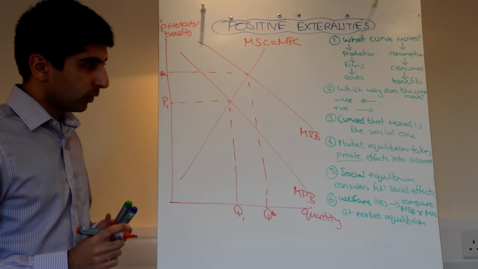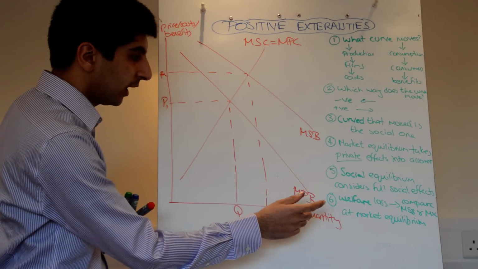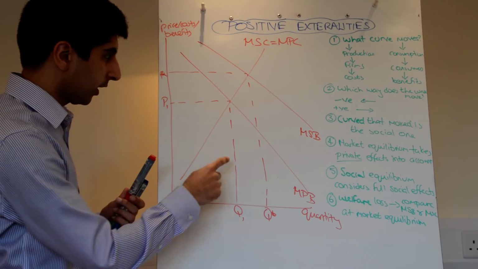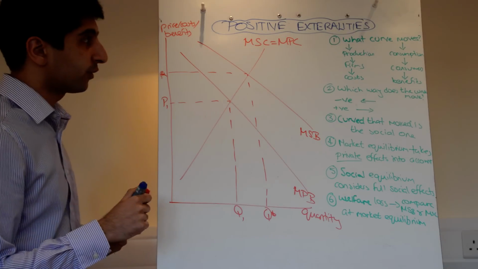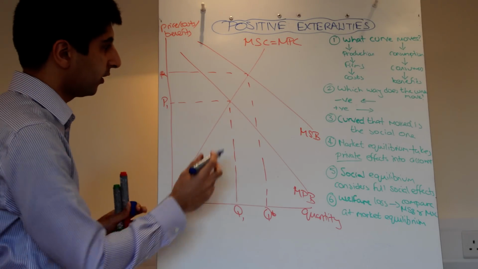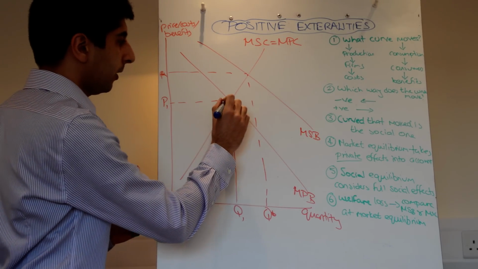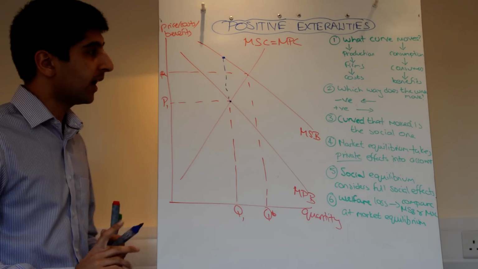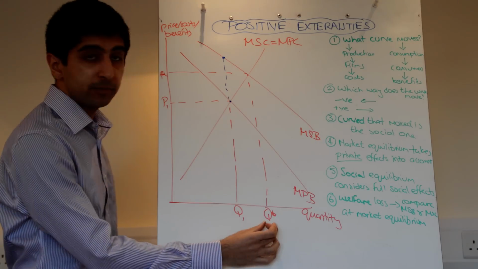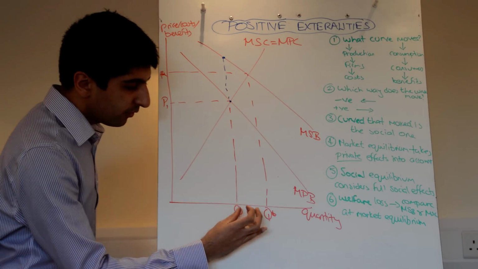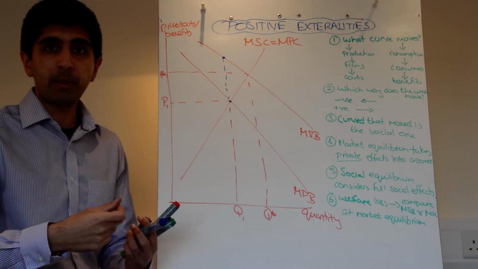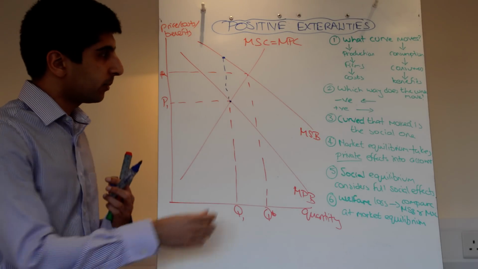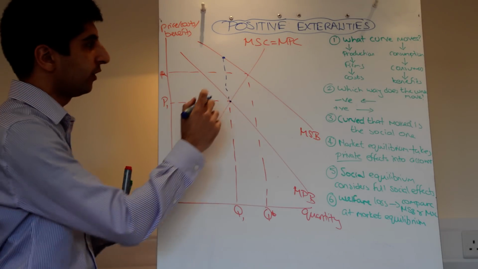Now, let's work out the welfare loss. To work out the welfare loss, we go to the market equilibrium, which is here, and we compare the social costs and the social benefits at that point. Here are the social costs, but up here we've got the social benefits. What we're trying to say here is that if we produced more up to Q star, every extra unit produced would bring in more benefit than cost. So by not producing those units, we're actually losing out.